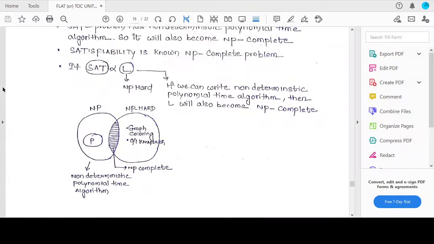See here, if satisfiability is NP-hard and it is reduced to L, then L will also become NP-hard. And if the L problem has a non-deterministic polynomial time algorithm, then since L has a non-deterministic polynomial time algorithm, L becomes NP-complete. Since L is NP-complete, the satisfiability will also become NP-complete, right?